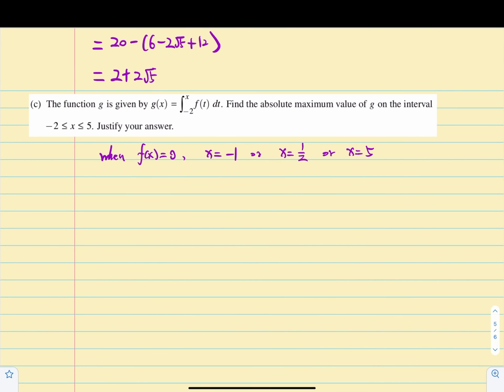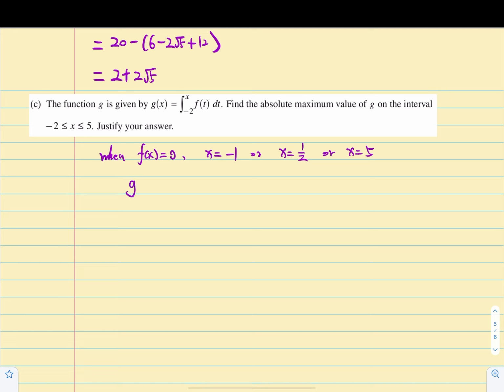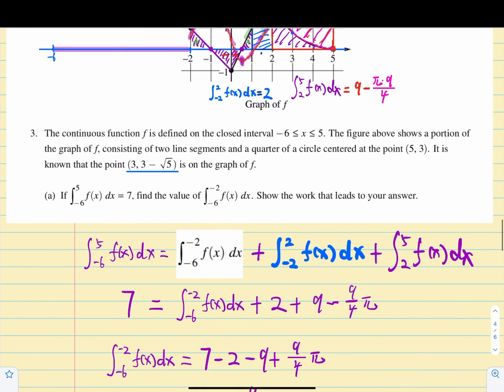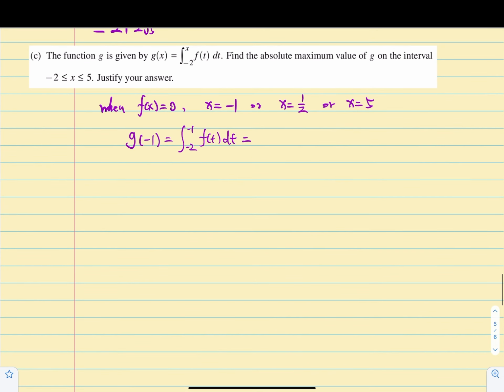So we just substitute in. We see the g of -1, the accumulation. G of -1 is the integral from -2 to -1 of f(t) dt. This part will equal, from -2 to -1, 1 multiplied by 1 divided by 2, so it's 1/2. The accumulation of the area is 1/2.